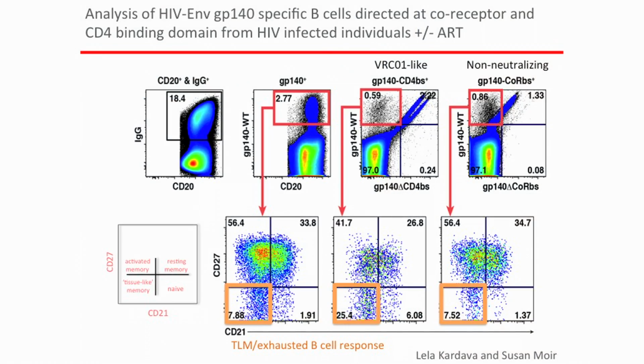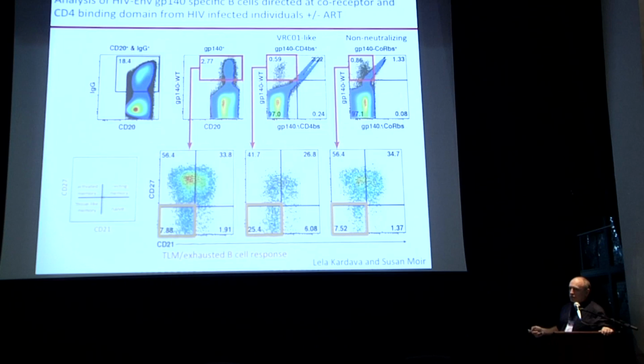And then what the proteins allow us to do is to gate on the cells that specifically recognize the CD4 binding site and also the non-neutralizing, the co-receptor binding site. And it allows us to use our friends CD27 and CD21. Now Susan, you'll notice if you've been paying attention, flips these around. So I have CD21 here and CD27 here, and she flips it around. But the tissue-like memory remains in the same place, as it's CD21 and CD27 negative.